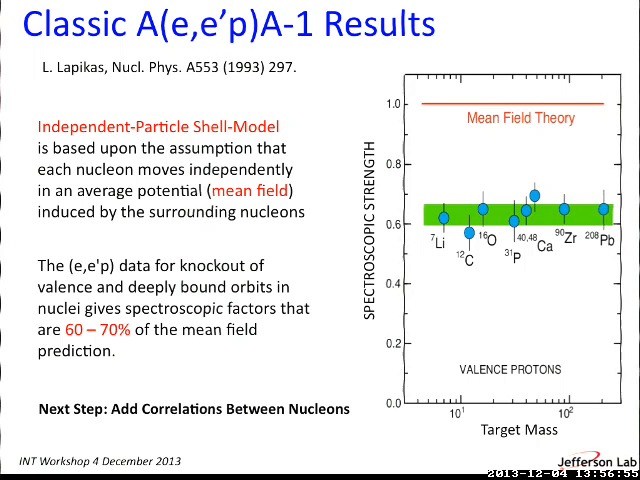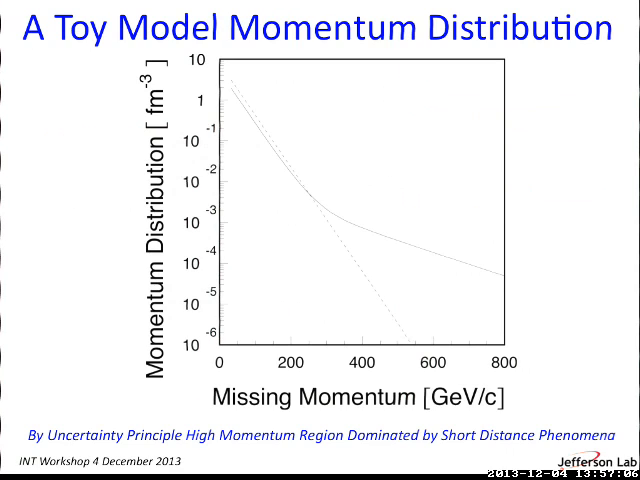There's something missing. And one of the logical next steps would be to add, if I'm starting off in a mean field picture, add some kind of correlations at high momentum. If I take a completely toy model of a momentum distribution, so this little dashed line is just a falling exponential, I normalize it so that the integral of this function times the momentum squared d momentum is normalized to 1, or just a constant, sorry. I then take a second function made up of two exponentials, and I normalize it the exact same way. The effect of adding a high momentum component is to reduce the cross section at low missing momentum.